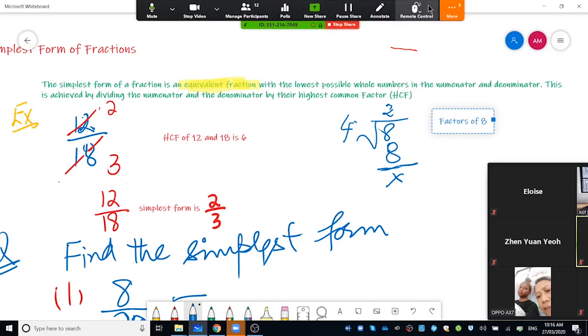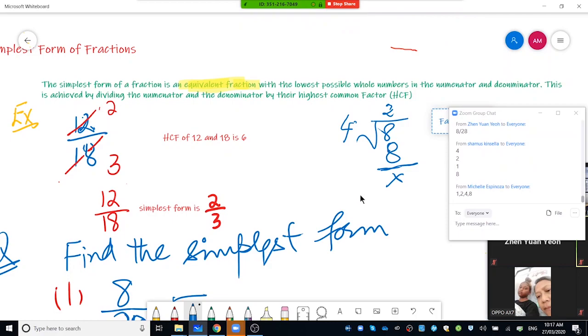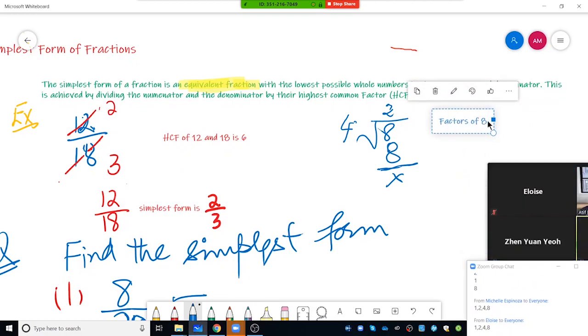Yeah, very nice. Some of the students have started writing. Very good. So what are the factors of 8? Let me write it here. The factors of 8 are 1, 2, 4, and 8.